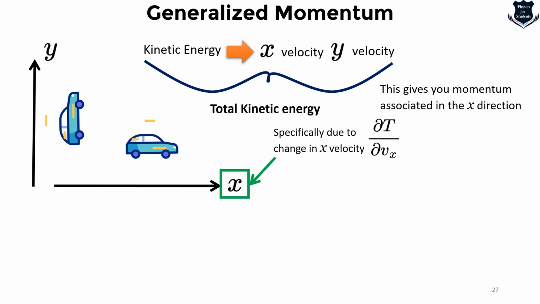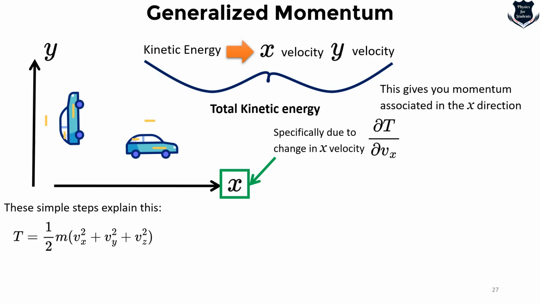So taking the partial derivative of the kinetic energy T with respect to the x component velocity v_x gives the x component of the momentum, that is p sub x. And here is how it works. I mean to say, very simple. What we do is take the partial derivative of T with respect to v sub x, which gives this equation.